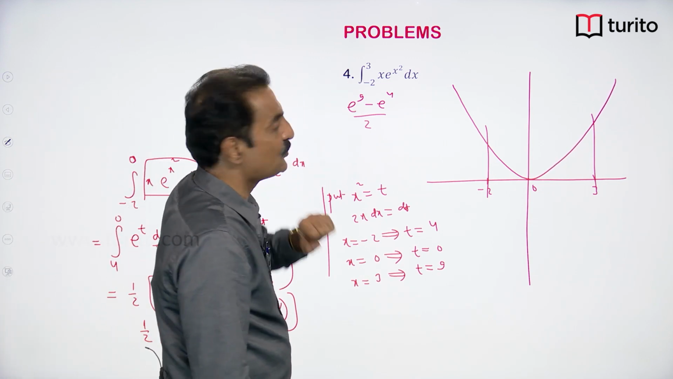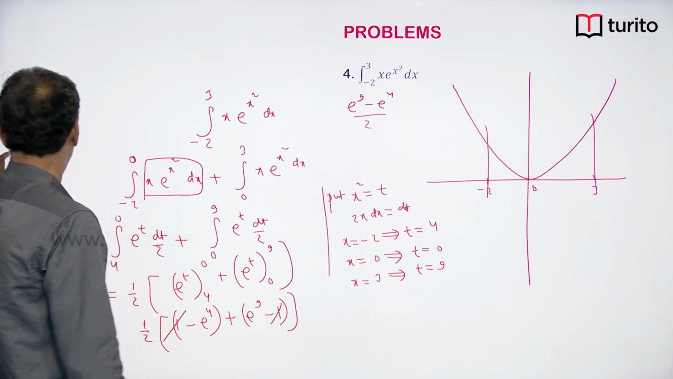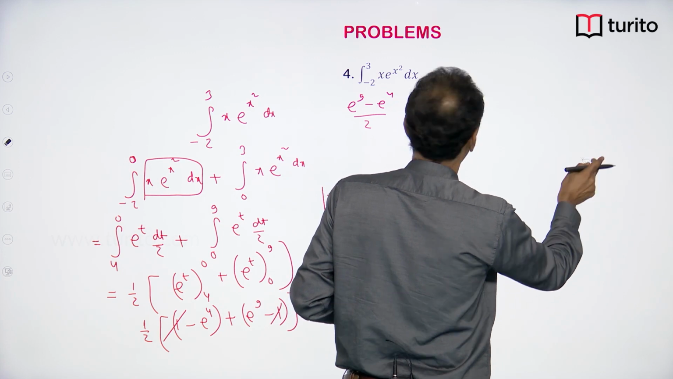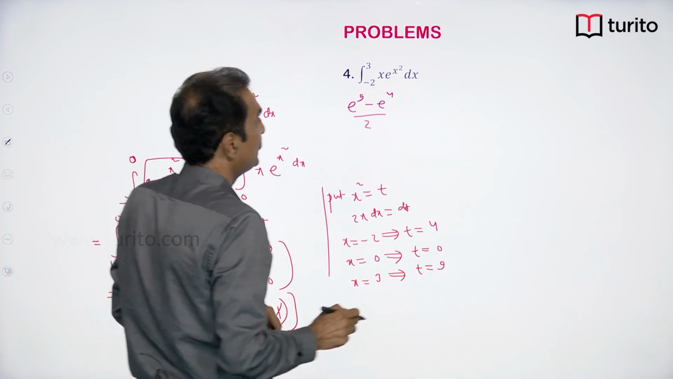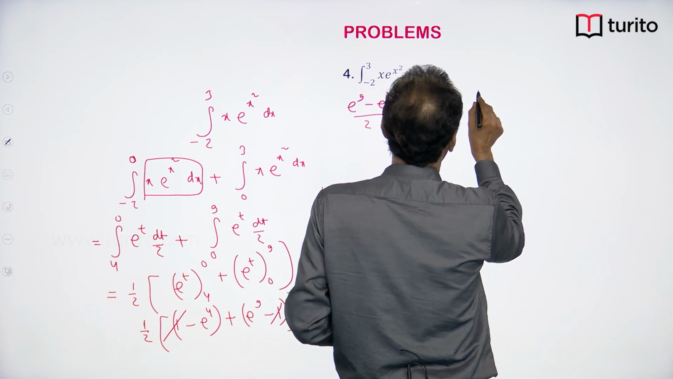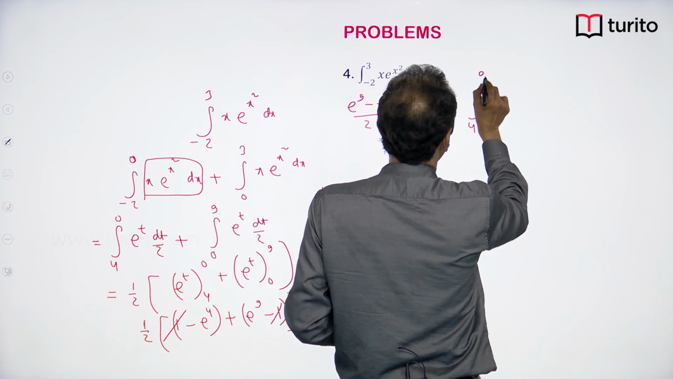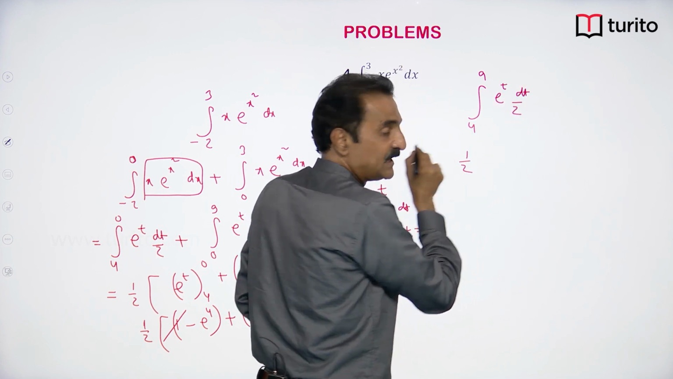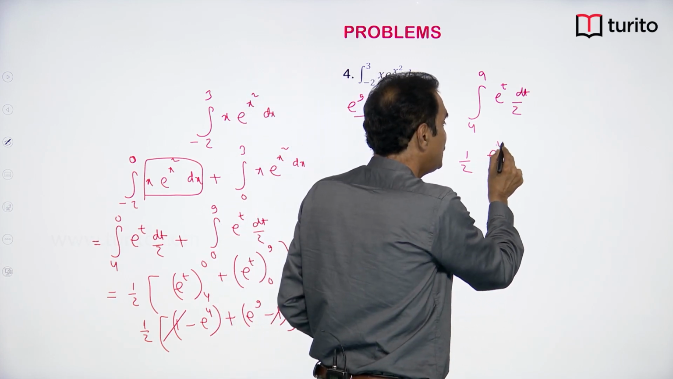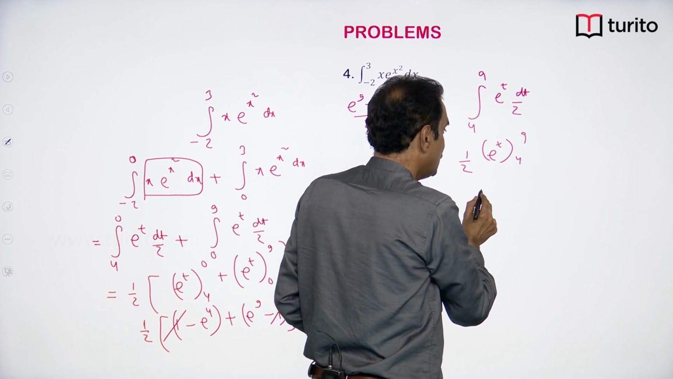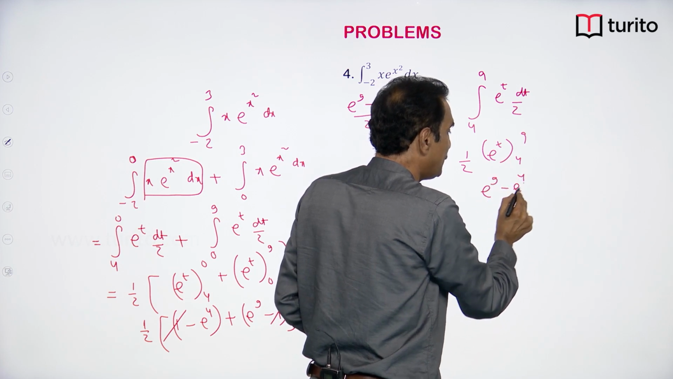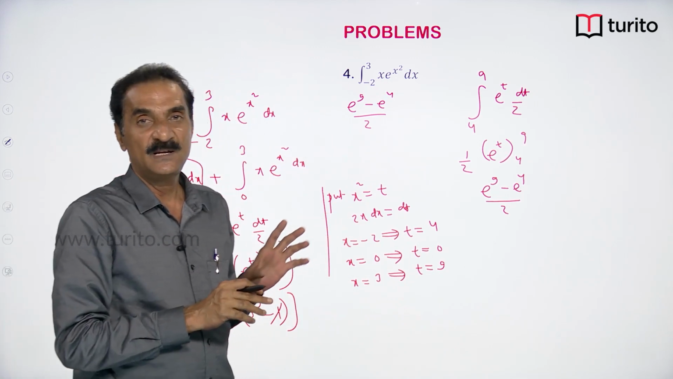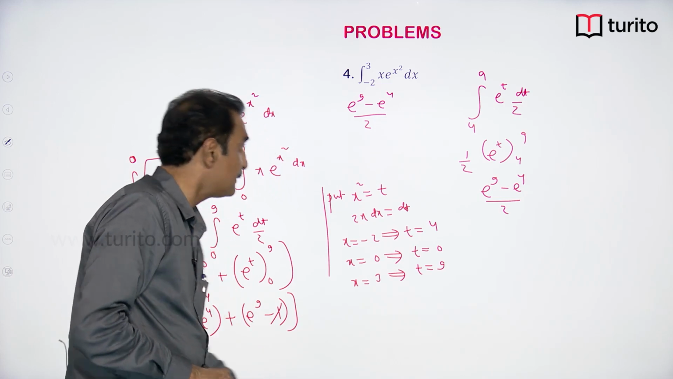If you directly substitute x square is equal to t, what will you get? Let us see. If you directly substitute x square is equal to t, limits will be 4 to 9, you will get e power t dt by 2. So, you will get half into e power t from 4 to 9. So, you are getting e power 9 minus e power 4 by 2, the same answer. In this example, the answer is same. Now, let us take another example.